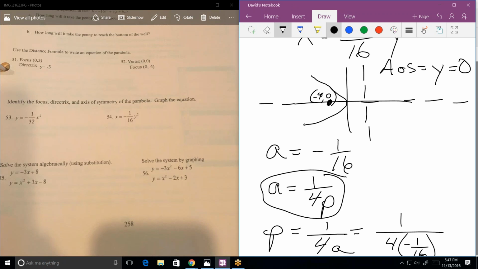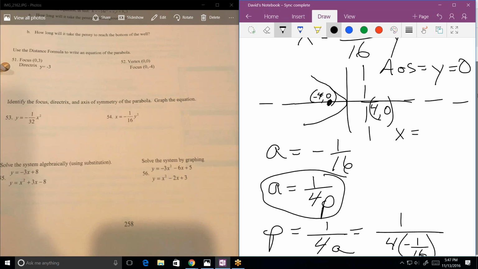Now, the third part of the question is, what's the equation of the directrix? It's an equation of a line. It's an equation of a vertical line. Vertical lines are always x equals something. Horizontal lines are always y equals something. So what's this? X equals what? So it'd be x equals 0.